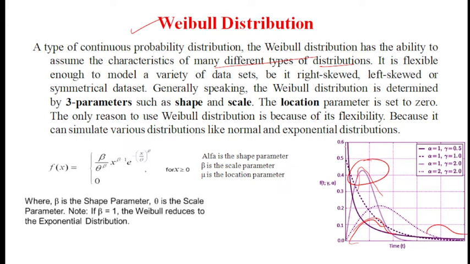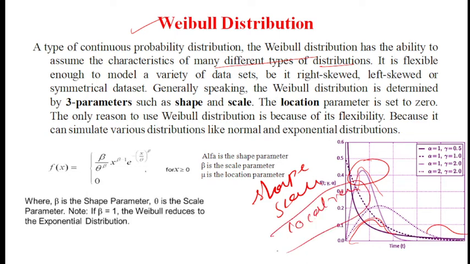Generally speaking, the Weibull distribution is determined by three parameters. So what are they? Shape, scale and the location. The location parameter is to be 0. It should be set as 0.